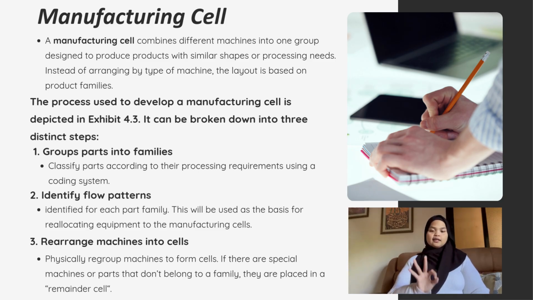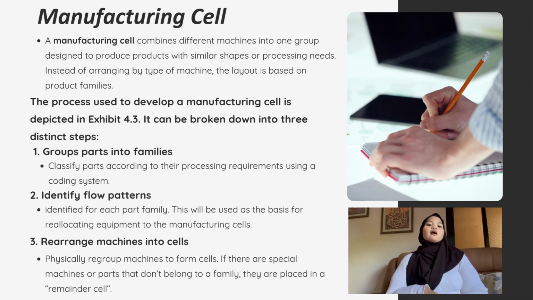Third is manufacturing cell. A manufacturing cell combines different machines into one group designed to produce products with similar shapes or processing needs. Instead of arranging by type of machine, the layout is based on the product families.